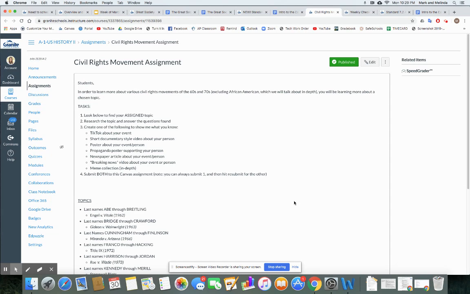It basically just asks you what happened, who was important, a quick timeline, and then you're going to show me what you know in a variety of different ways. So I've given you some options right here of what you can do, and then you just go ahead and submit this here, and that should take you usually about 40 to 50 minutes to complete. So overall, less than 90 minutes that you would need to do.